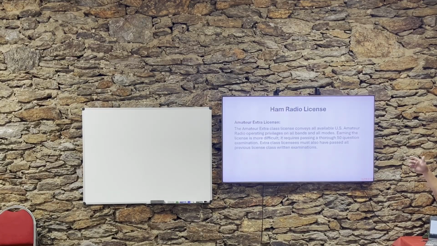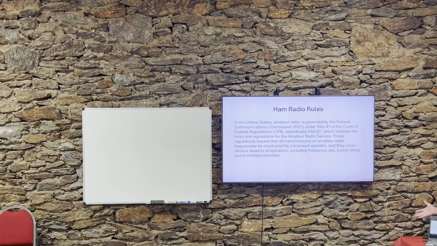All right, your amateur extra license. This is the highest license that a civilian can get. The amateur extra class license covers all available U.S. amateur radio operating privileges on all bands and all modes. Earning the license is more difficult. It requires passing a thorough 50 question exam. You must also have passed all previous license class written examinations. All right, any questions about the licensing part?